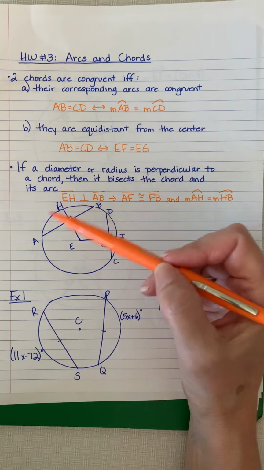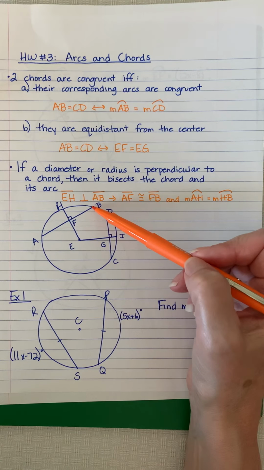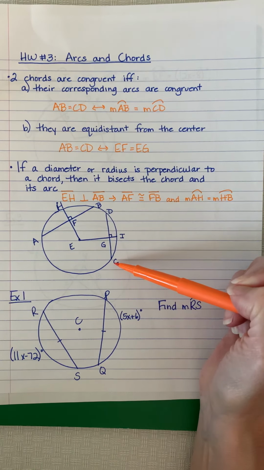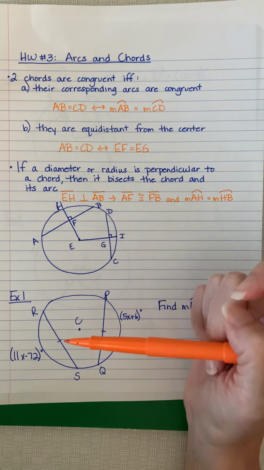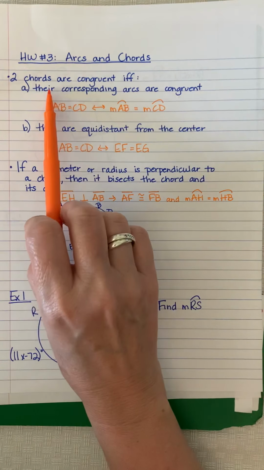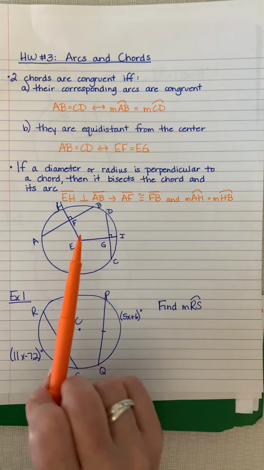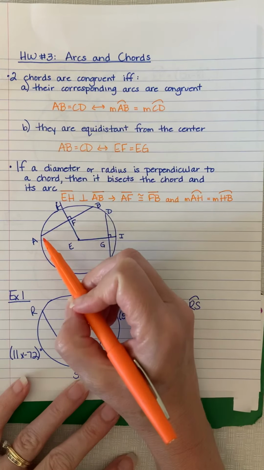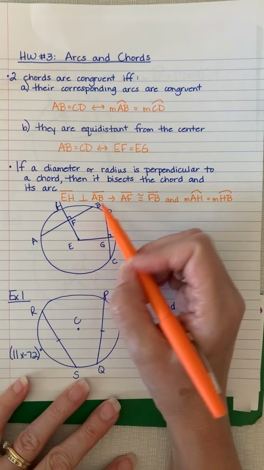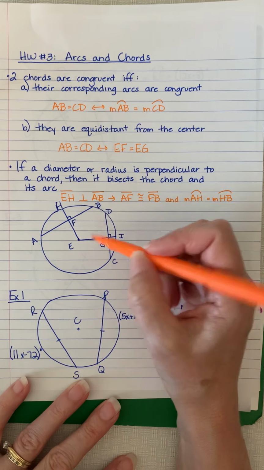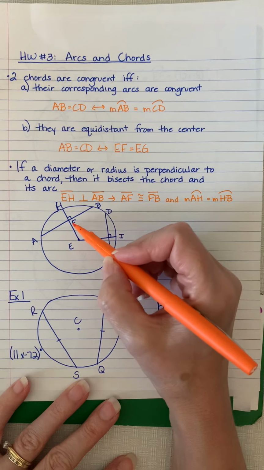The reverse is also true. If the measure of arc AB is equal to the measure of arc CD, then those arcs will be congruent as well. Second thing with chords, two chords are congruent if and only if they are equidistant from the center. So if AB is the same length as CD, then they are the same length from the center.